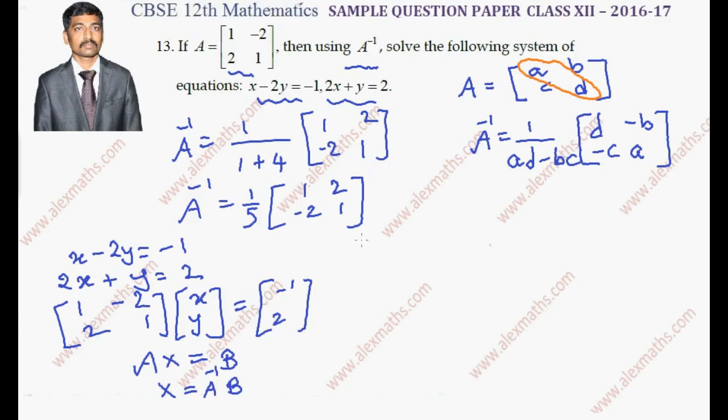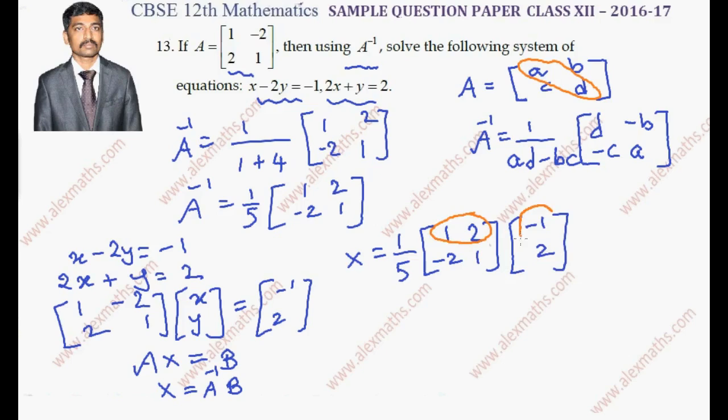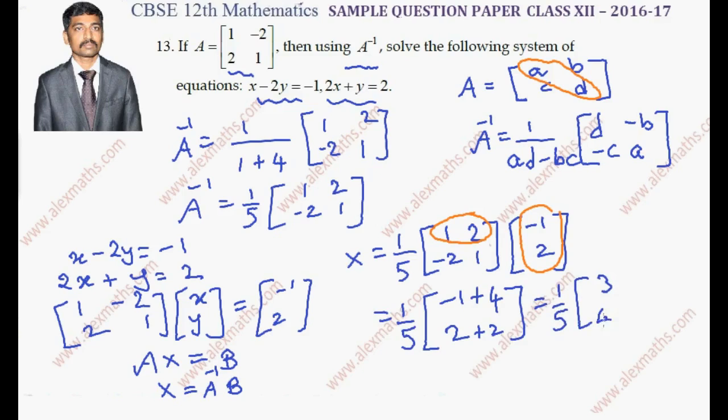We already got A inverse here. So X is equal to, instead of that A inverse, I can use the inverse matrix 1 2 minus 2 1, and B is nothing but the constants on the other side, minus 1 and 2. Using the multiplication rule, we will multiply this with the corresponding column. By doing so, we get 1 by 5, matrix open, minus 1 plus 4, then the next one will be 2 plus 2. Totally, I am getting 1 by 5 and the matrix is 3 and 4. After dividing individually, we get x is equal to 3 by 5 and y is equal to 4 by 5.